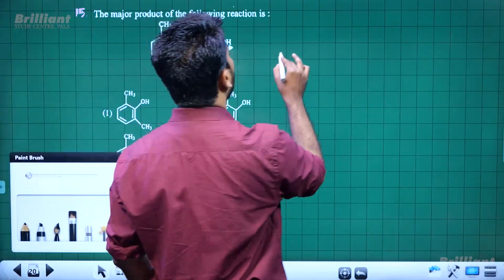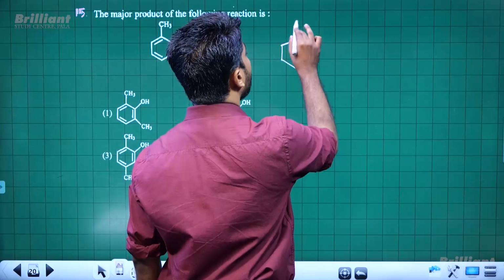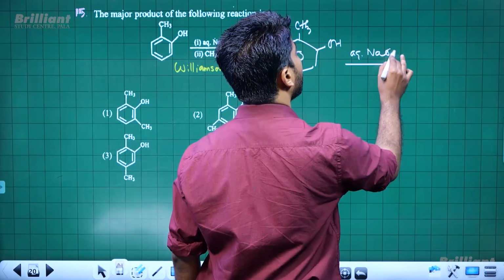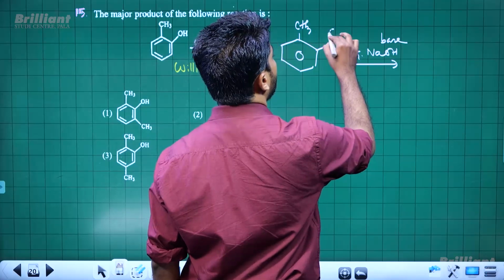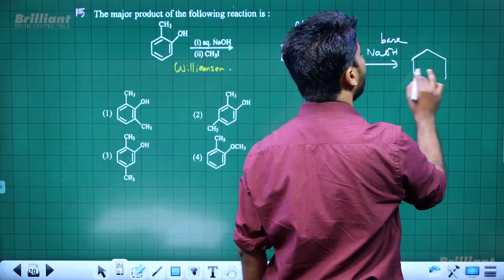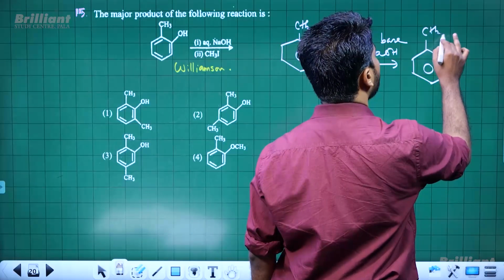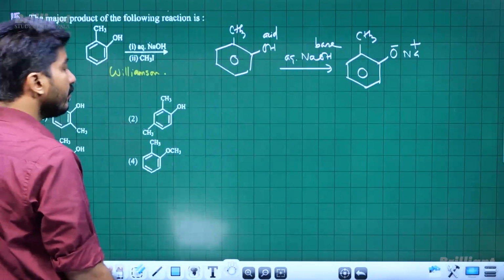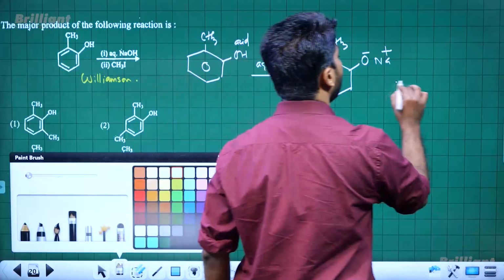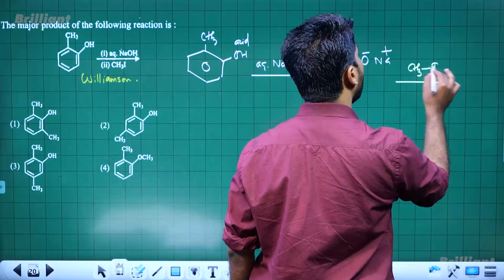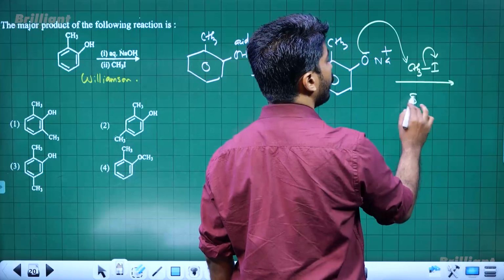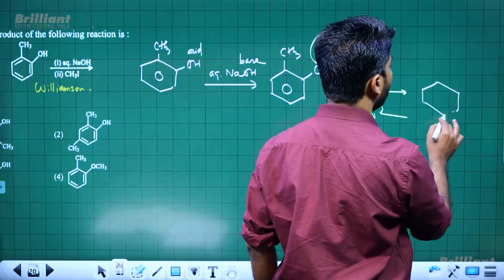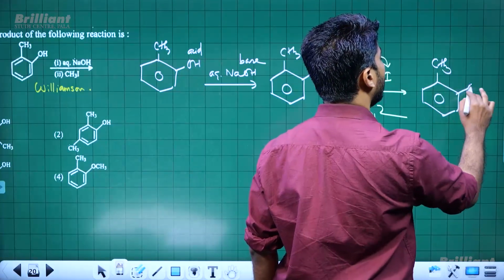First of all, we are taking orthocresol. Orthocresol is treated with aqueous NaOH, which is a base, right? OH minus is a base, this is an acid, so H plus is removed and we get the corresponding phenoxide, O minus Na plus. And then methyl iodide is given; with methyl iodide, SN2 reaction occurs very easily. We get the corresponding ether product, OCH3 and CH3.